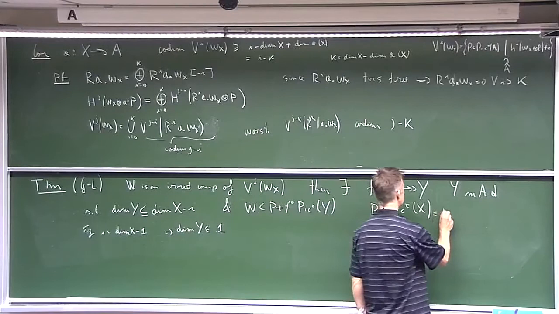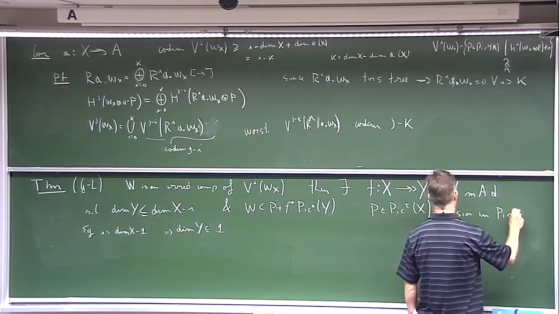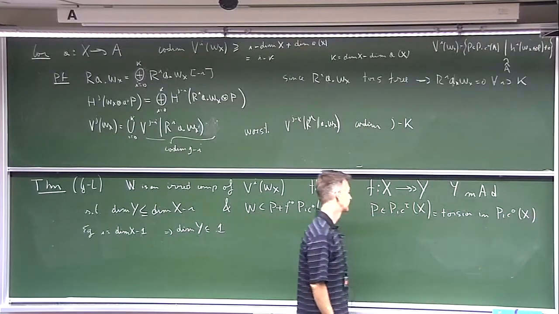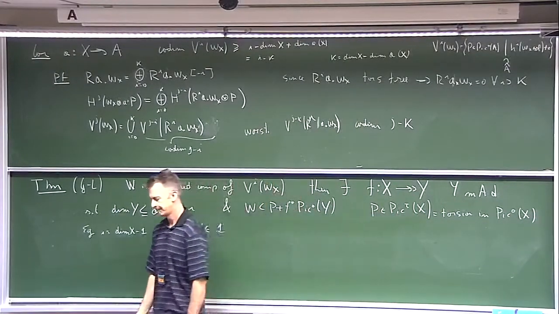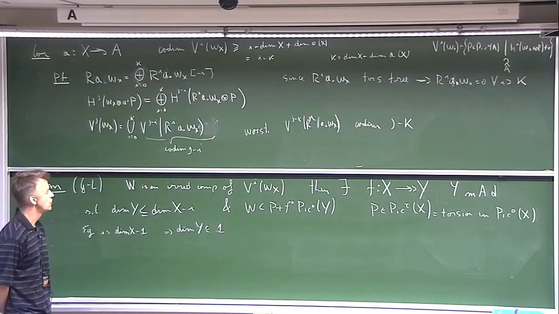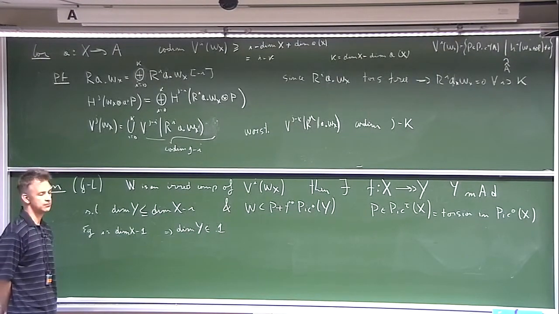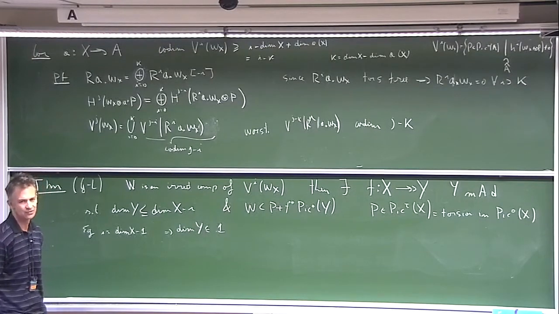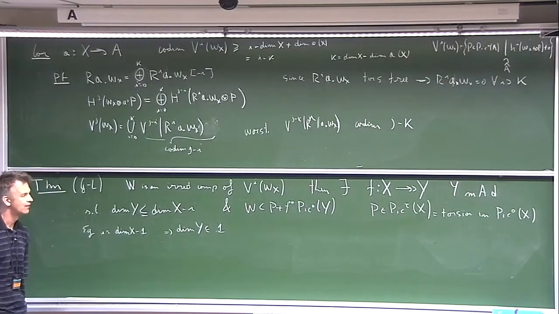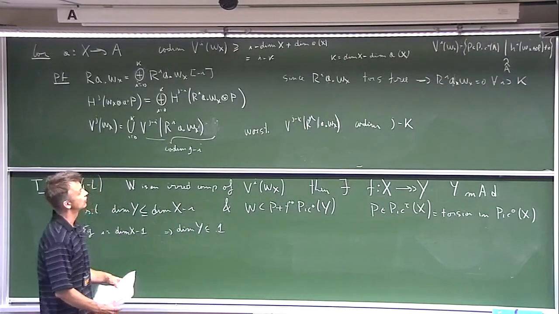Pic tau is the set of torsion elements in Pic 0. So is W equal to P plus the image of Pic 0 of y? No, not necessarily. It's contained in that. I'll do the proof now so we can check. If I'm wrong, it'll be equal. So this does not prove W is a translation of a subtorus. No, this does not prove it. It's suspicious, but no. And so you're picking up on something.